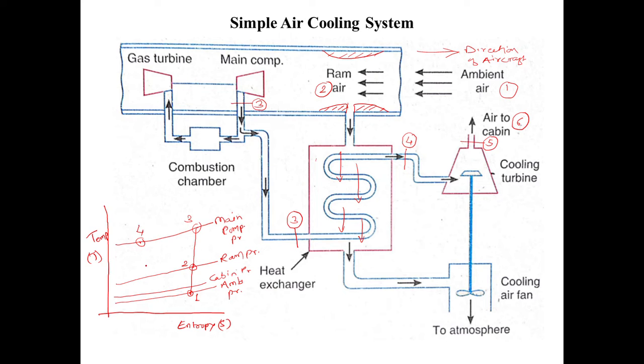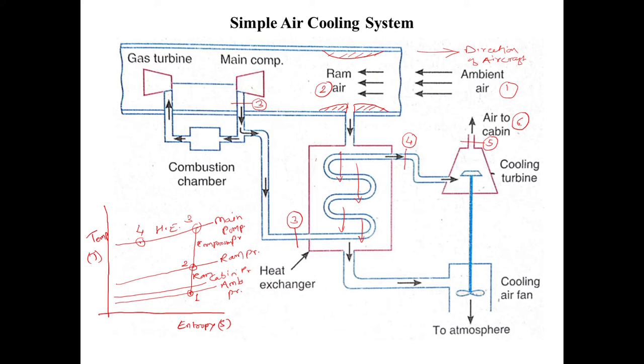Fine. Now I'll mark the processes over here. 1 to 2 is the ramming process, which I will write over here. Then 2 to 3 is the compression, so I'll write the compression, the main compressor. Then 3 to 4 is the process which is taking place in the heat exchanger, so I'll write HE, which is nothing but the heat exchanger.